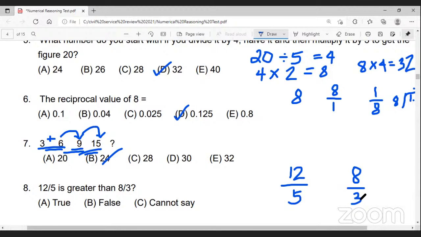True, ma'am, true. True, answered by Miss Jem. How? What is your process, Miss Jem, to say that 12 over 5 is greater than 8 over 3? Can you share to us? If you convert it to percentage, ma'am, the percentage of 12 over 5 is greater than 8 over 3. What is the percent form of this 12 over 5?